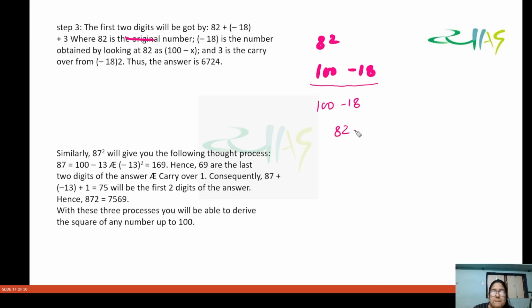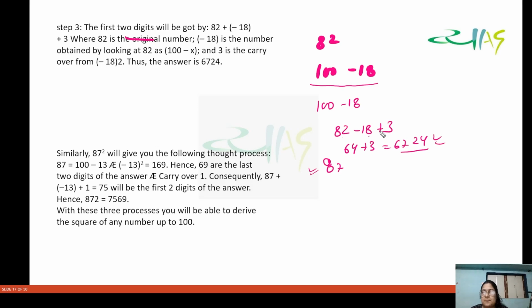Now what we have to do here is that 82 minus 18 plus 3. Okay, so what is 82 minus 18? You will be getting 64 plus 3 is 67, and then you have 6724 as your answer. All right. Let's just check it for 87 as well. So what is for 87?